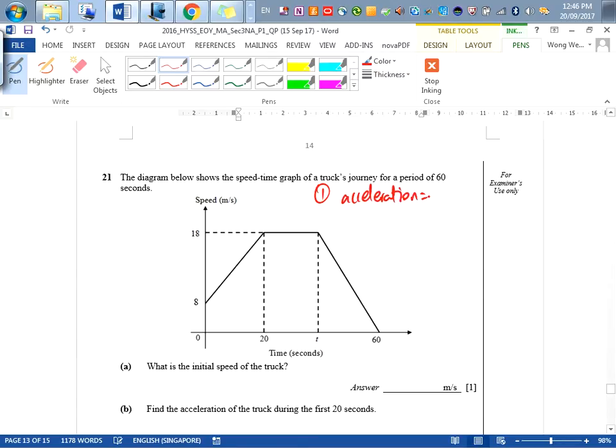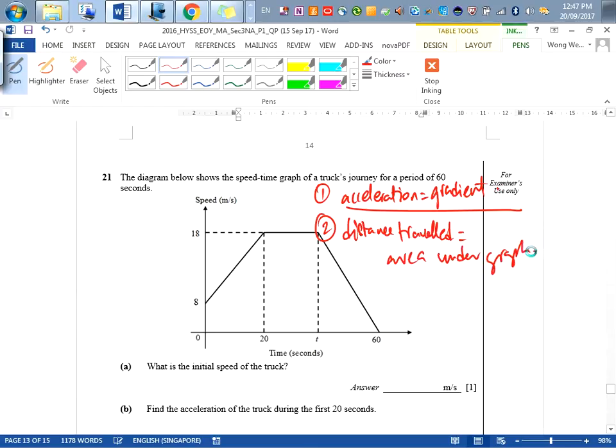How do we get an acceleration? What is this going up? Not that. Another word? Gradient. How many times have we said this already? Second, what else can we tell? Distance traveled equals to area under graph. These are the two things that we can tell from our speed time graph.